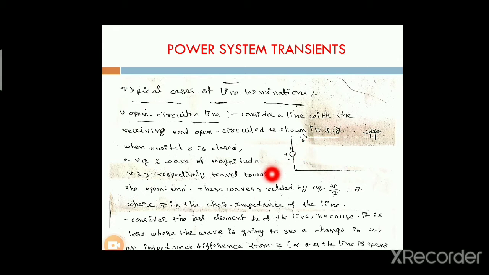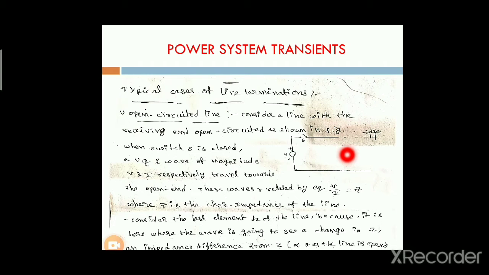Then we apply the voltage V or the current. When we connect the switch S to that transmission line and the switch S is in the closed position, we apply the voltage V and current I, of wave magnitude V and I respectively, traveling towards the open circuited end. This wave is related by the equation V by I.